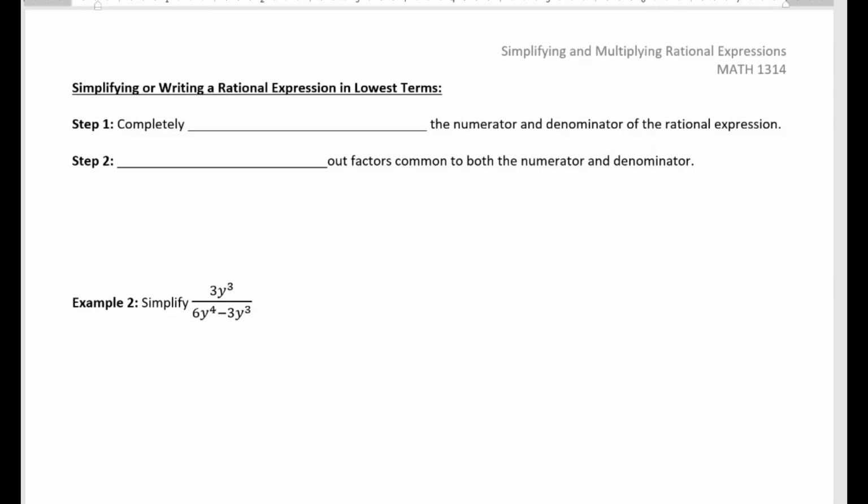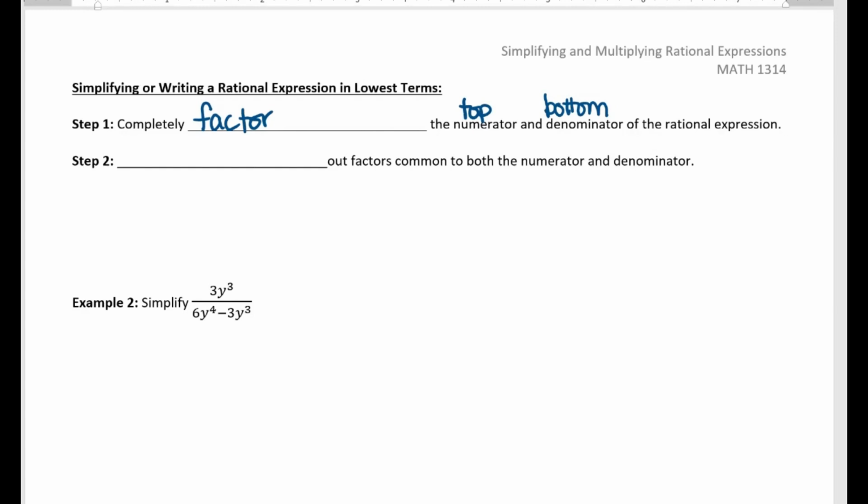Let's talk about how to simplify or write a rational expression in lowest terms. So first thing that you need to do is completely factor both the numerator, which remember is the top, and the denominator, which is the bottom of the rational expression. And remember, rational expressions are just fractions on steroids. Essentially, it's a polynomial over a polynomial. So you have a fraction with variables in top and bottom.